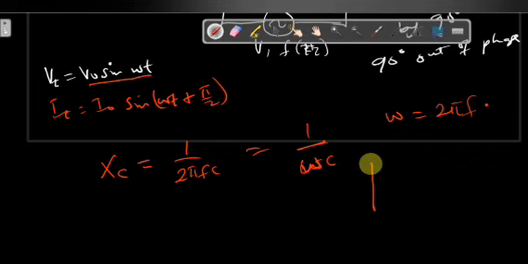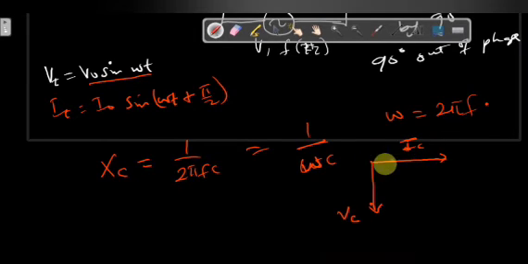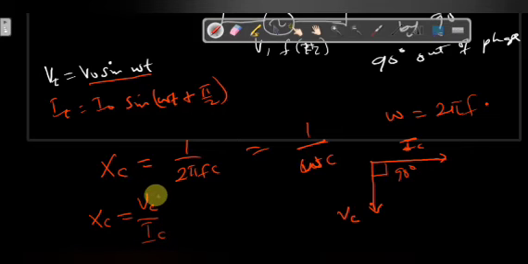So if I draw the phasor diagram, it's going to look like this. So this is going to be IC, and this is going to be VC. So you can see that the current leads the voltage by 90 degrees. So this is the reactance. So you can also calculate the reactance from XC equals VC all over IC. That is the voltage across the capacitor divided by the current flowing through the capacitor.